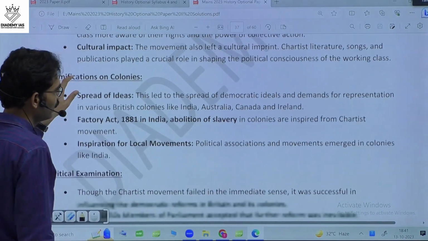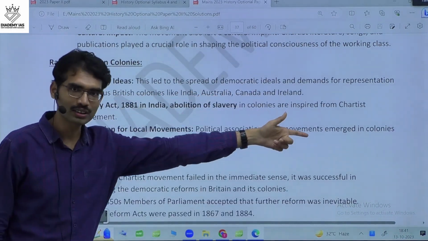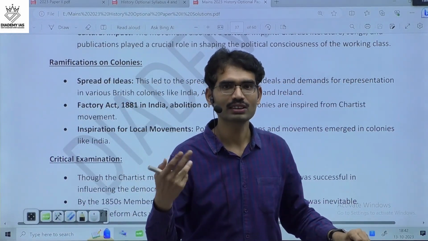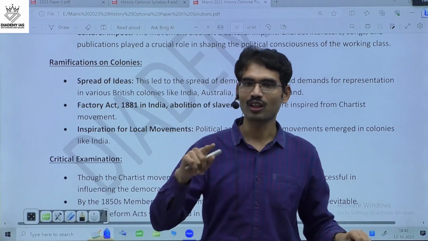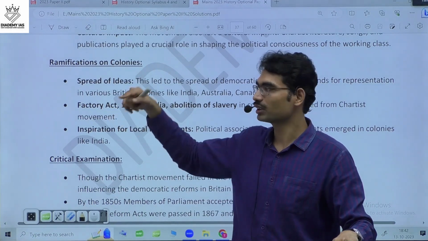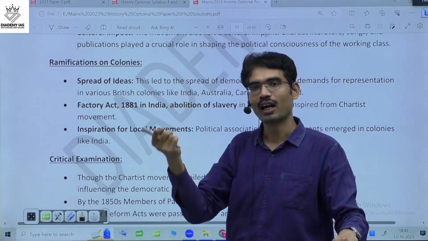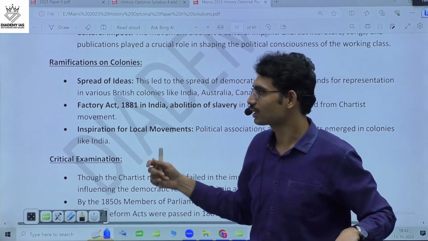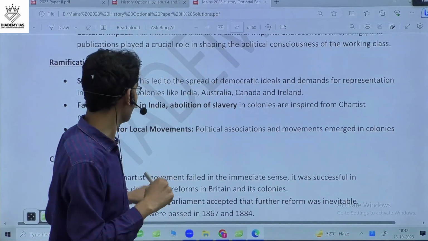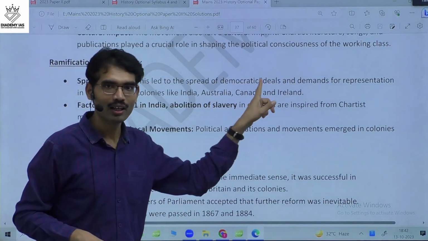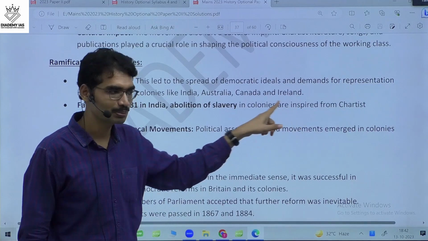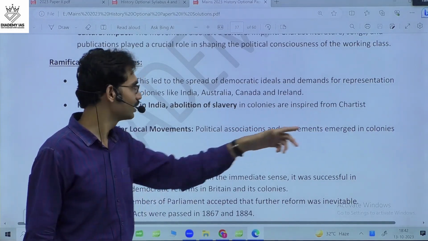Ramification on colonies: it spread the ideas to colonies also. In the 1840s, in India also, Indian socio-religious reformers were active. They were well aware of these developments, what was happening in Europe: the French Revolution, European revolutions, the Chartist movement. In India also, Indians were asking for more democratic principles, and it affected Indian conditions as well. It is not only about India. Britishers had colonies like Australia, Canada, Ireland, and in their respective colonies there were similar demands.